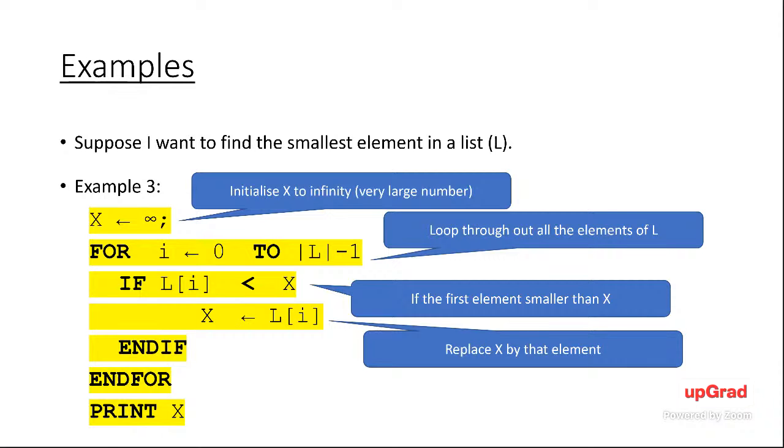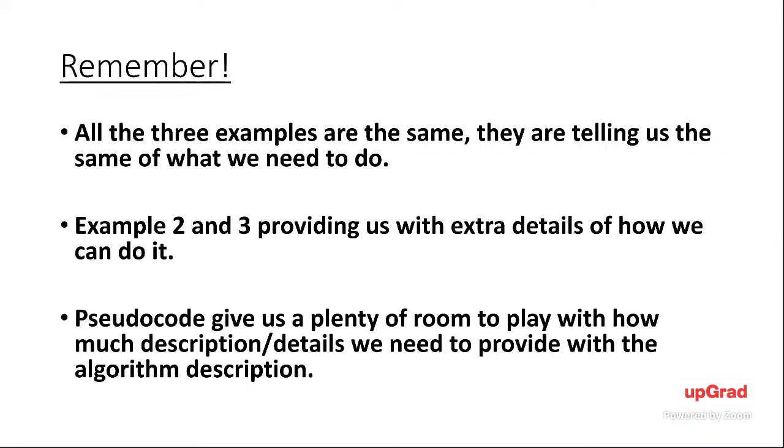Now remember, all three examples are the same. They are telling us the same thing of what we need to do. But you can see that examples 2 and 3 provide us with extra details of how we can do it. So here is the clue, guys. When you need to provide extra details, you could provide them inside your pseudocode and inject that pseudocode in chapter 3, for example, in the methodology, or chapter 4 in the implementation, or chapter 5 in the testing. In whatever chapters, you could add snippets of pseudocode.